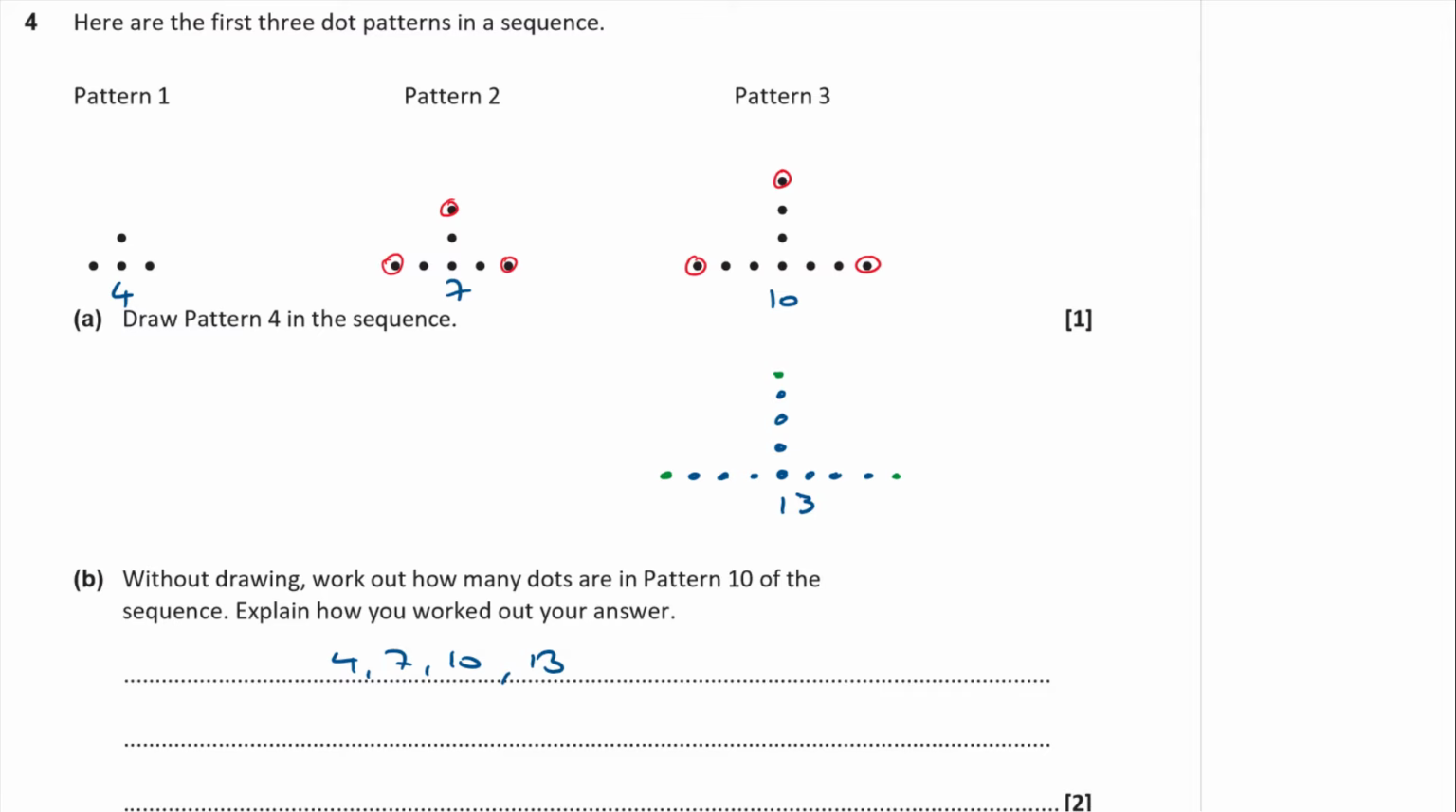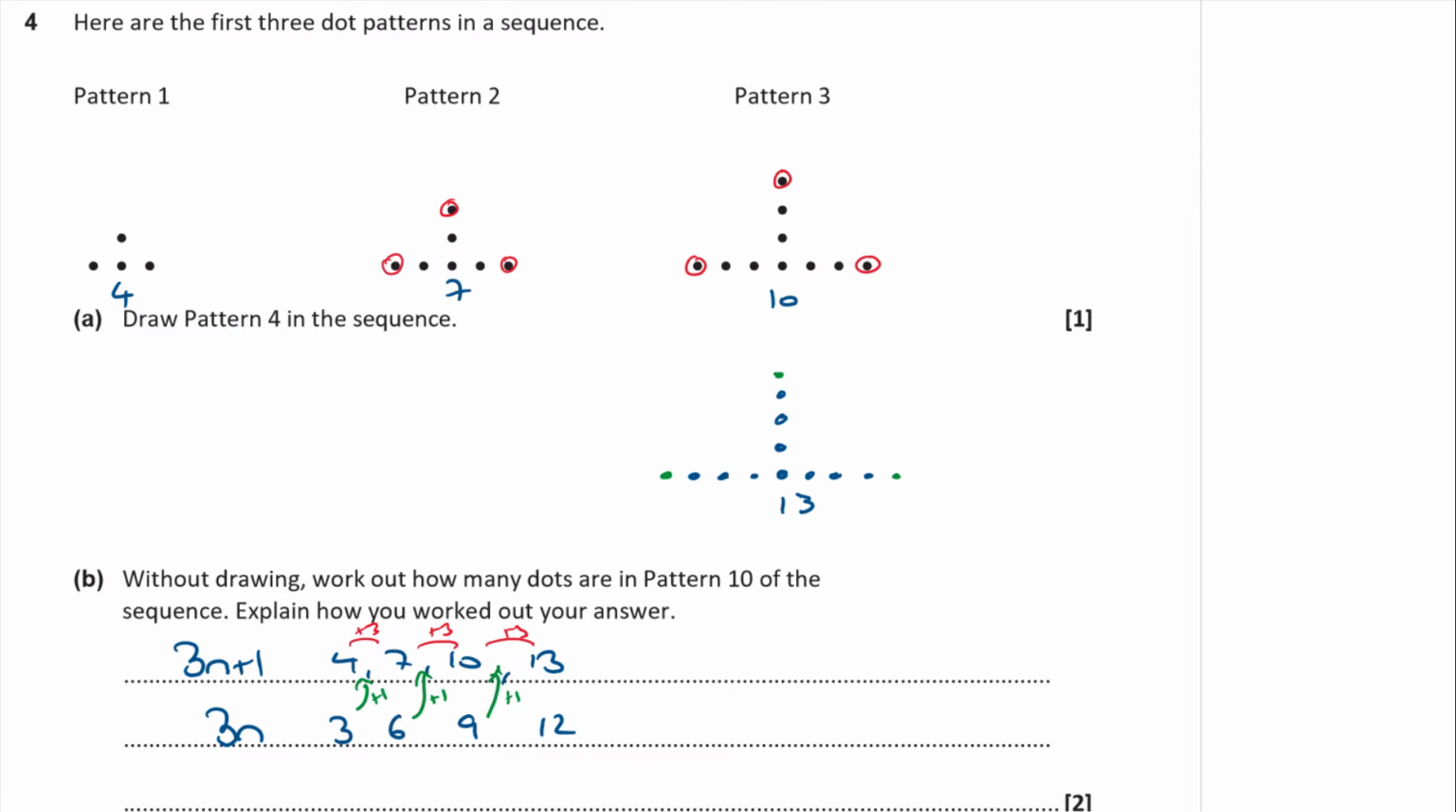Now for a sequence that's going up in 3s, that's very much like the 3 times table, which is 3n. 3n is 3, 6, 9, 12. But we've got 4, 7, 10, 13. If you think about it, each one in my sequence is 1 more than the 3 times table. So if the 3 times table is 3n, then 1 more than the 3 times table is going to be 3n plus 1.